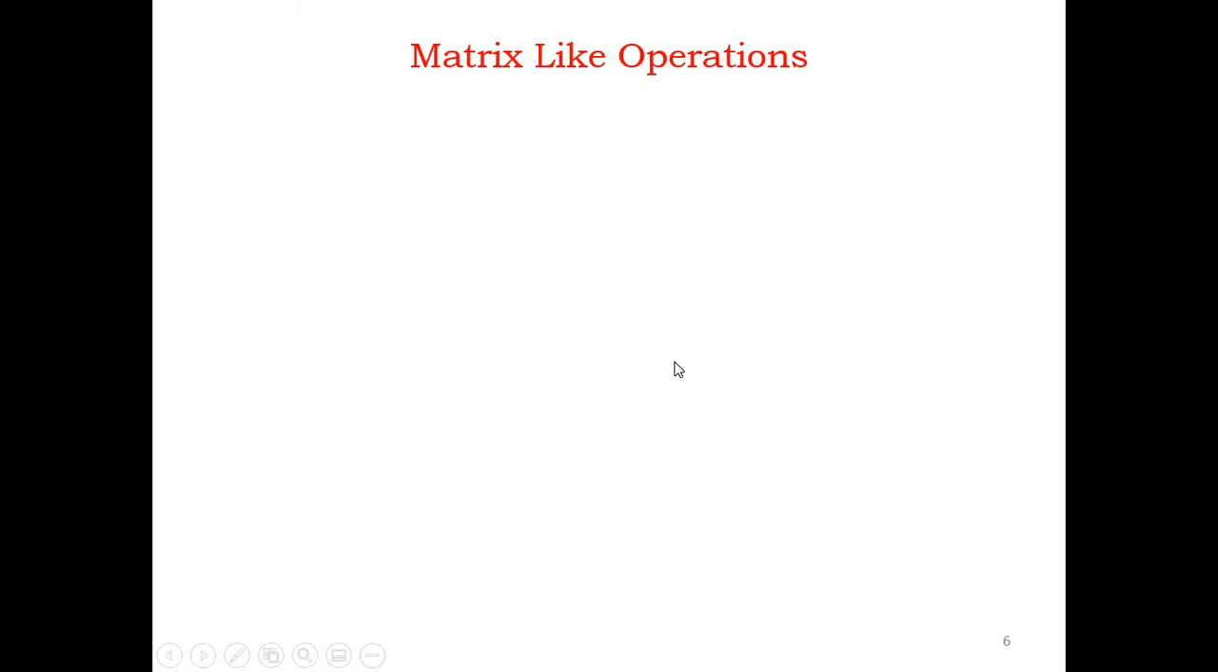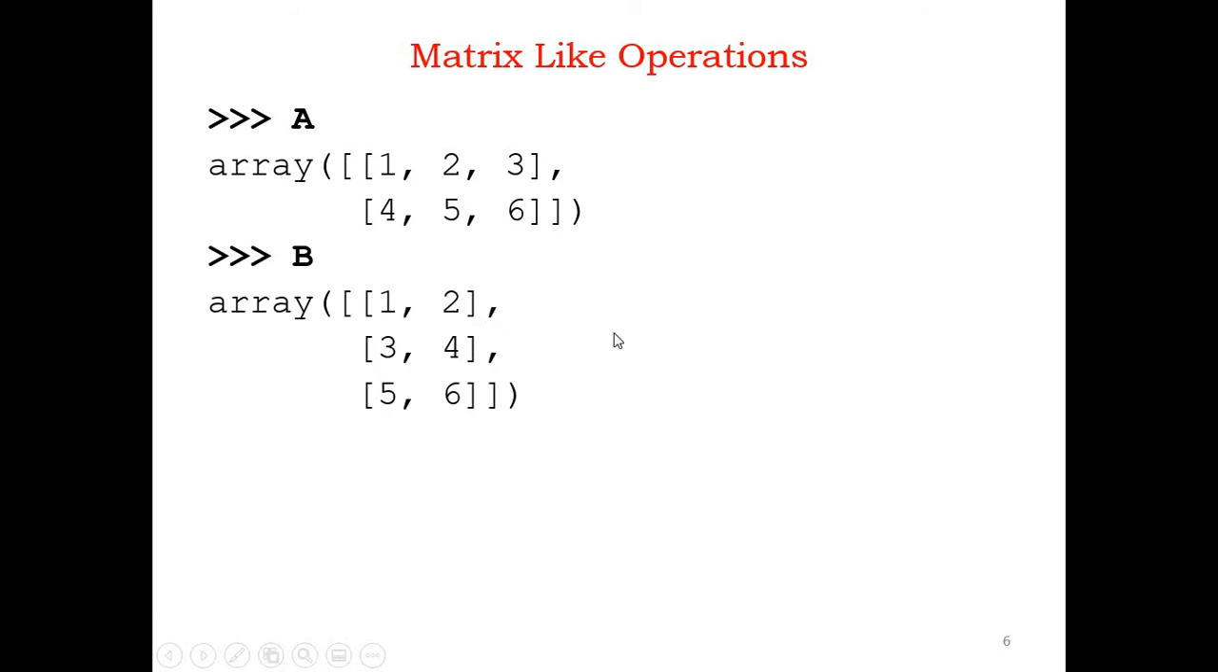So, matrix-like operations. Now you can treat the arrays as matrices. What is the difference between a 2D array and a matrix? The difference is in only one place: the matrix product is something different. You have to take the product of the rows with the columns of the next matrix. Suppose A is a matrix, 1, 2, 3, 4, 5, 6, and B is another matrix. This is a 2 by 3 matrix, and this is a 3 by 2 matrix. So you can take the product of A and B.